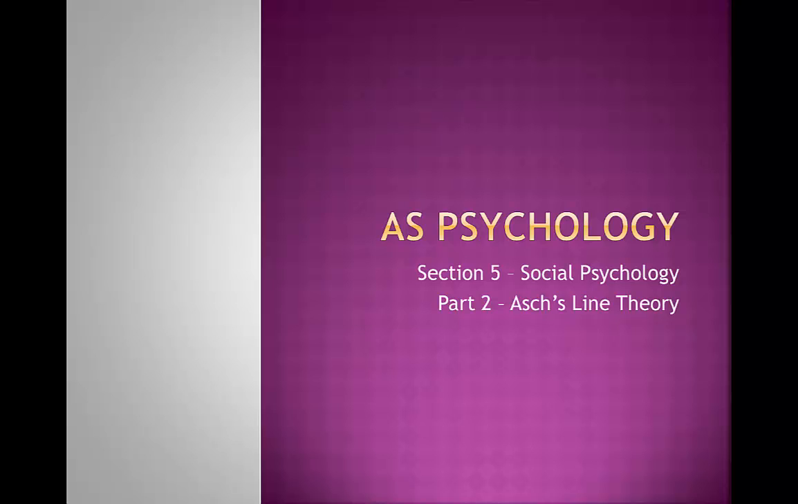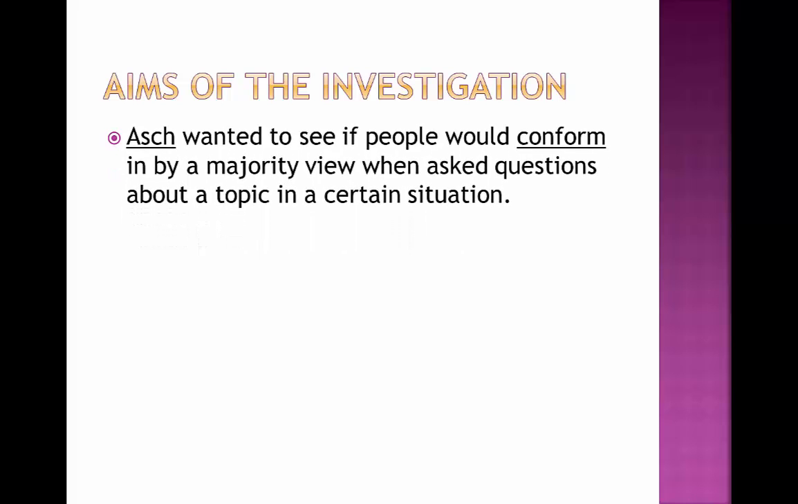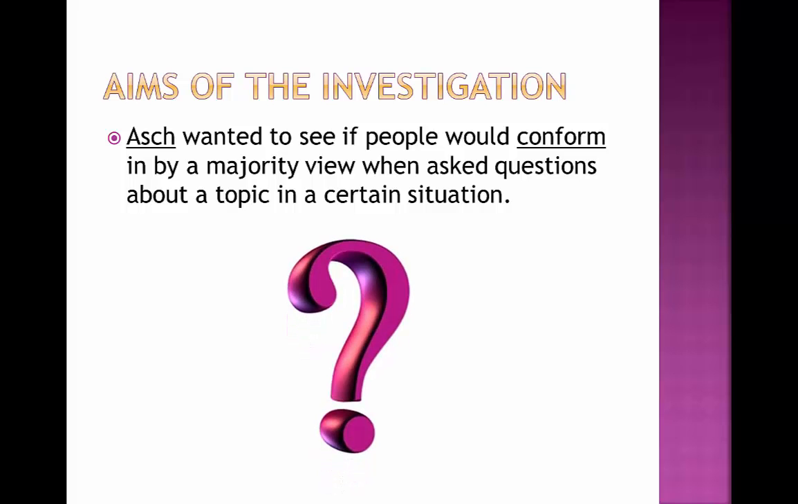Today we're going to be looking at Asch's line theory. Asch's line theory was an investigation which aimed to measure rates of conformity. So what were the aims of the investigation? Well, Asch wanted to see if people would conform to a majority view when asked questions about a topic in a certain situation. However, the answer to the questions they were asked was clearly wrong.